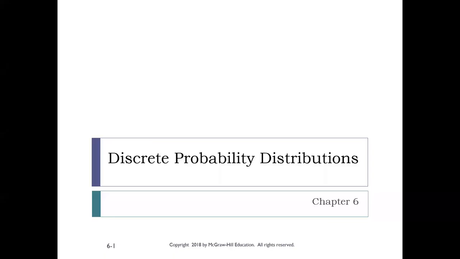Hey everybody, I'm going to do an abridged version, so only parts of chapter 6 and then followed by parts of chapter 7. But we're going to be talking about discrete and continuous probability distributions. So this first chapter, chapter 6, is about discrete probability distributions.